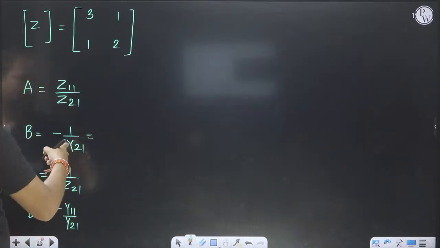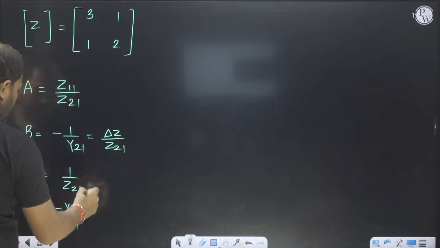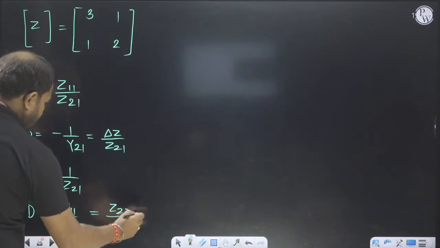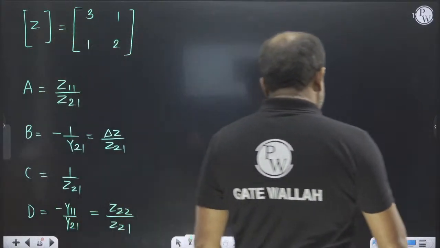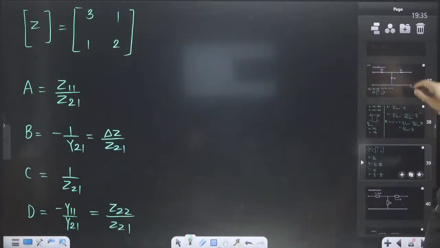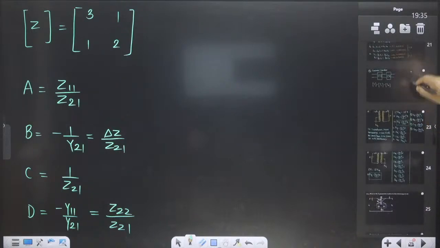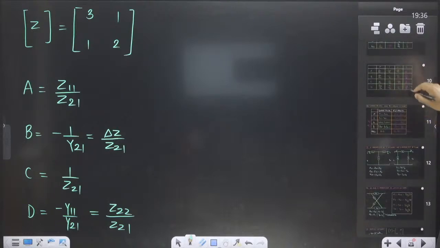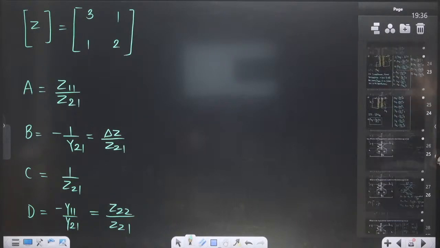Y21 will be written as minus Z21 upon delta Z, and Y11 will be written as Z22 upon delta Z. So I will check whether this formula is okay or not. Z11 upon Z21, delta Z upon Z21, 1 by Z21 and Z22 upon Z21. Yes, it is correct.